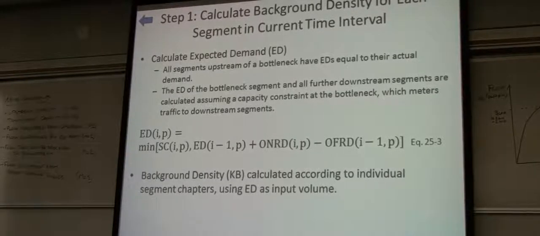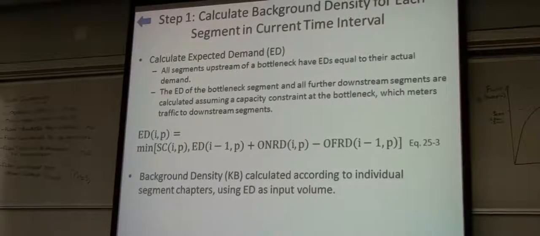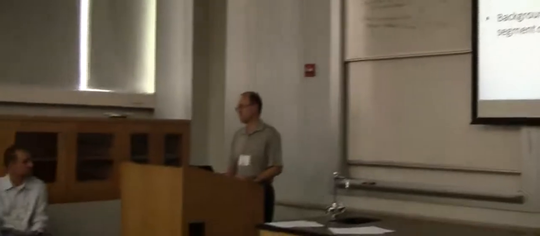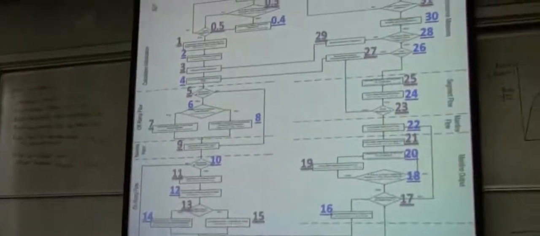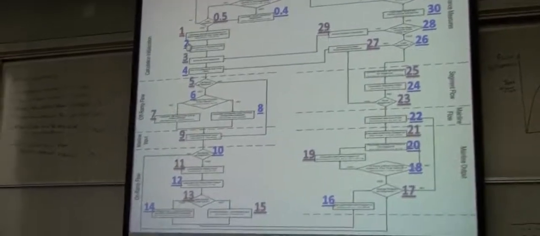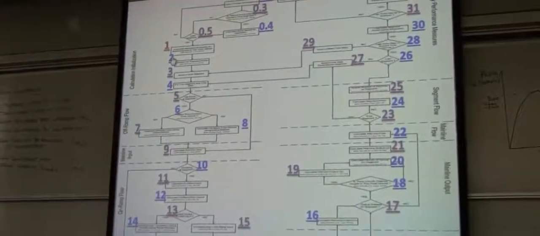Well, the background density is basically the density that's expected in the segment based on the inputs. Yeah, and this is calculated just per the methods in chapters 11, 12, and 13, the individual segment chapters. What's the meaning of background? What do you call this background density? This is the base density? Maggie, what do you call this background density?